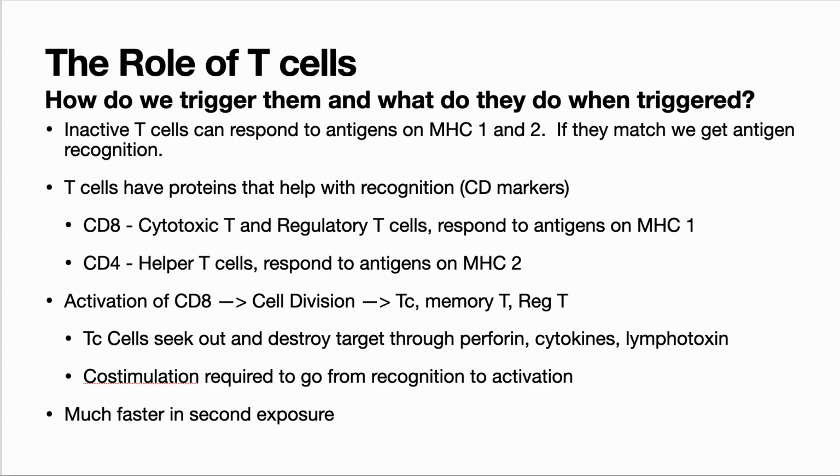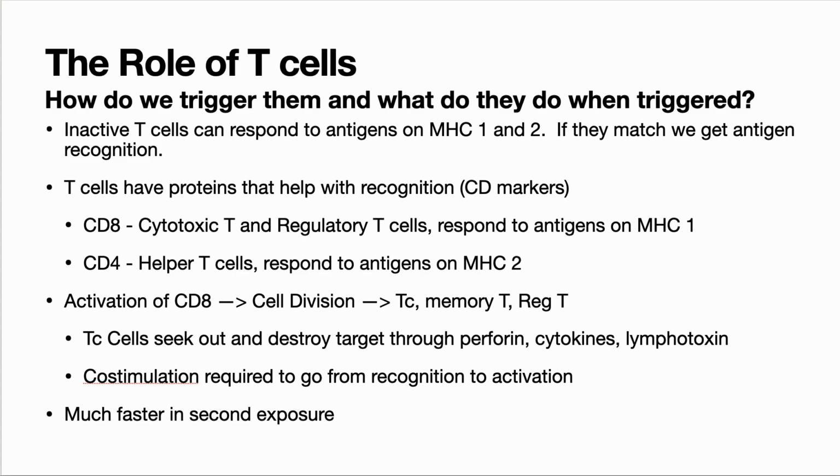And if they match, if the receptor on the T cell matches the antigen that's being presented, then we get antigen recognition. And at that point, we need to know a little bit more information about T cells. T cells actually have some special proteins that are going to help with that recognition. They are called CD markers, and there's actually a whole bunch of them, but we're just going to worry about two of them, which are CD8 and CD4.